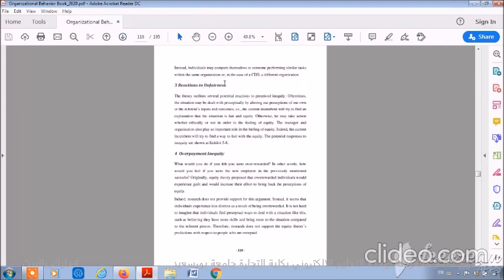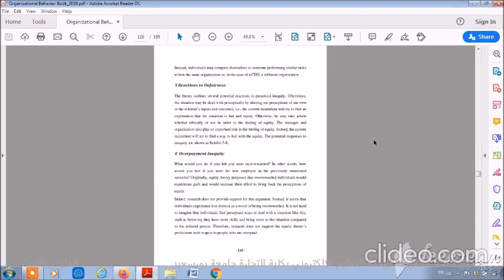Reactions to unfairness. Indeed, according to the equity theory, there are many reactions that the employee or the person can take in case of feeling unfairness.